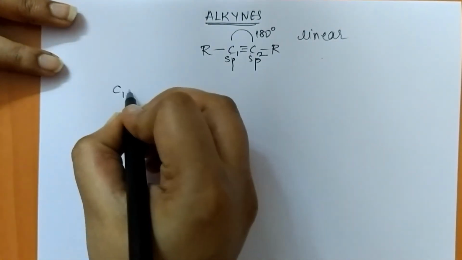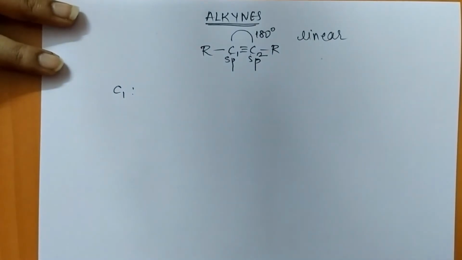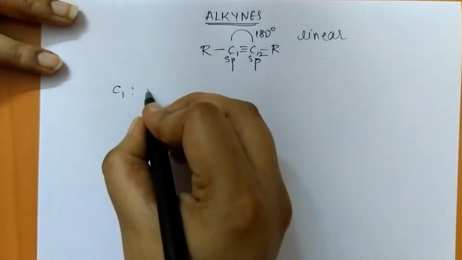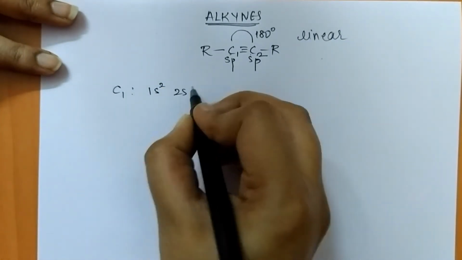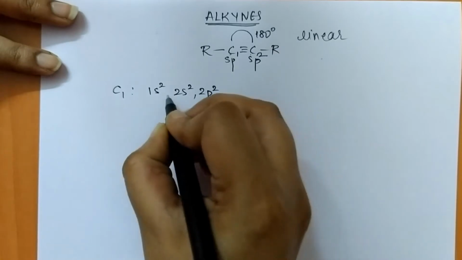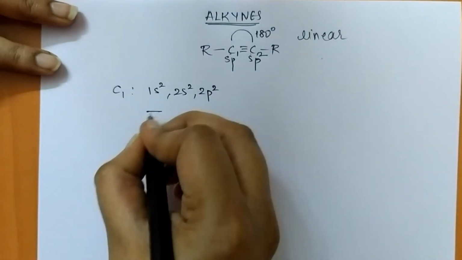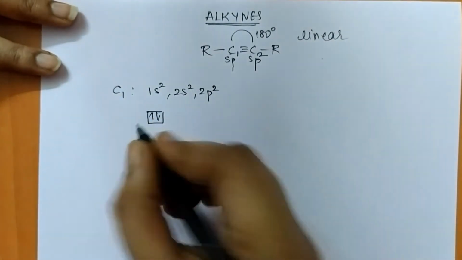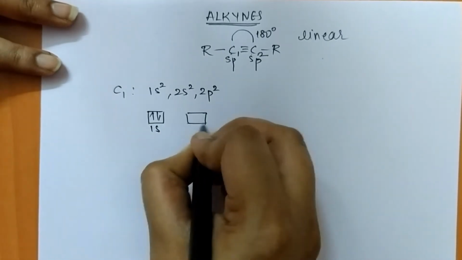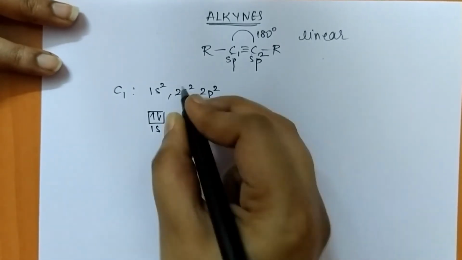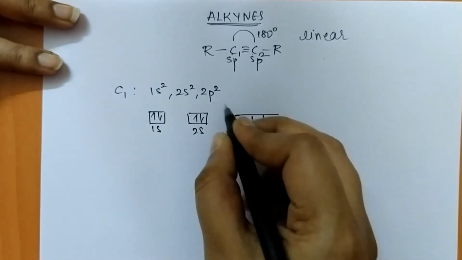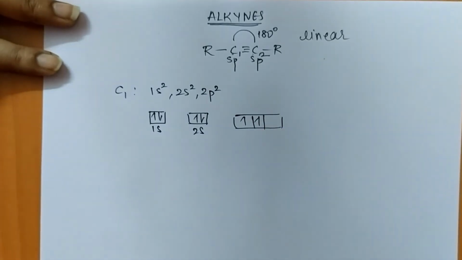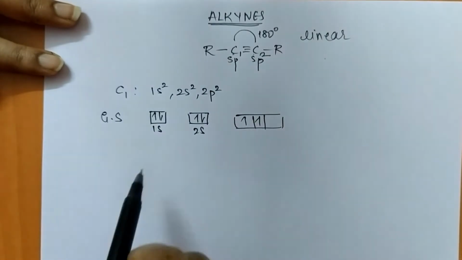Now let us consider C1. As we know, the carbon atom has atomic number 6. We write the electronic configuration as 1s2, 2s2 and 2p2. So this is the 1s orbital, this is the 2s orbital, which contains 2 electrons, and we are going to draw the 2p orbital which contains 2 electrons. So this is the electronic configuration of the C1 carbon atom in the ground state.